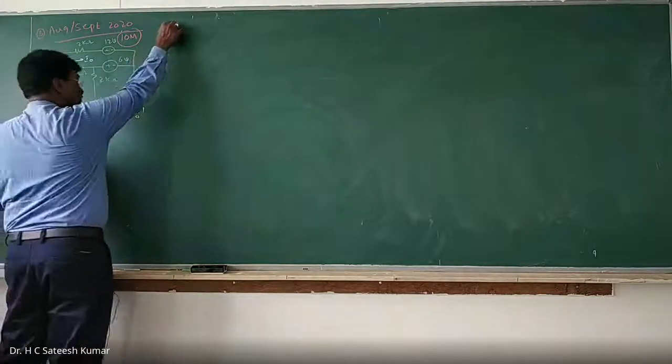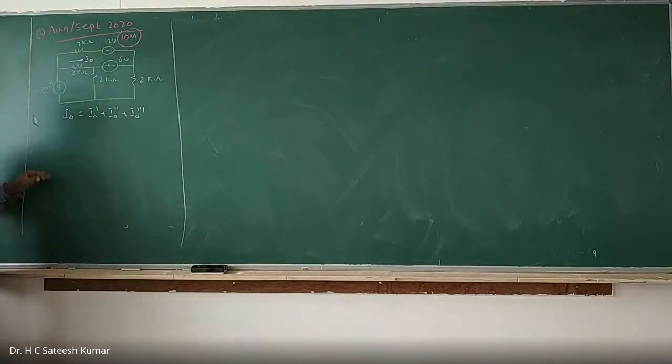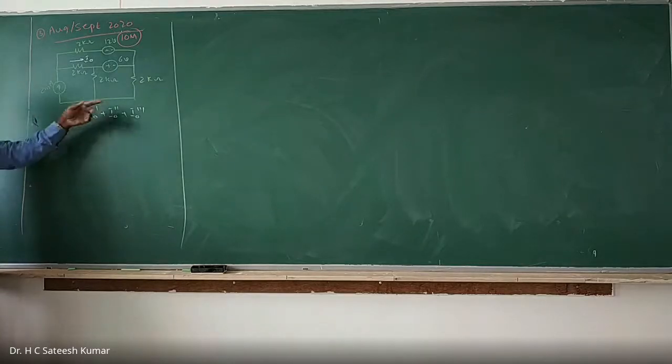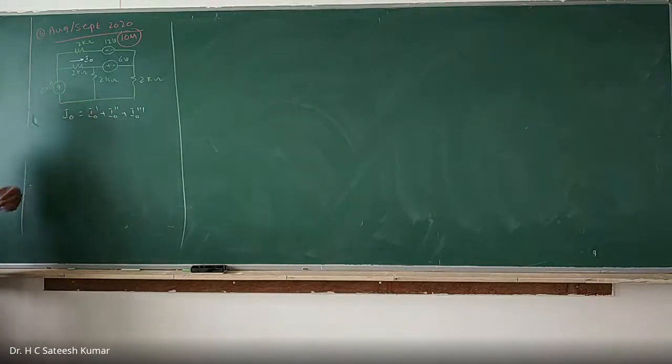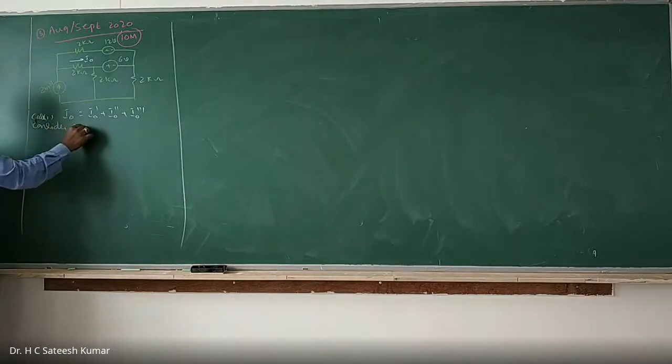I'll do one more problem with 4 values. Okay, right? Let us see. And later on, in some cases he has asked to find the voltage, then V naught dash plus V naught double dash plus V naught triple dash. That way also we can do. Okay, right. Now let us consider the first one. Consider case 1. 3 cases you will get into. Case 1: consider the 2 milliamp source.